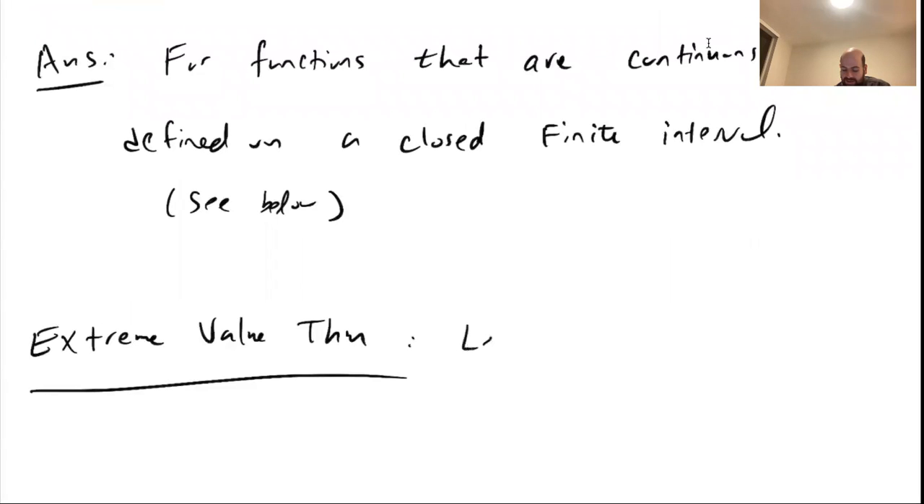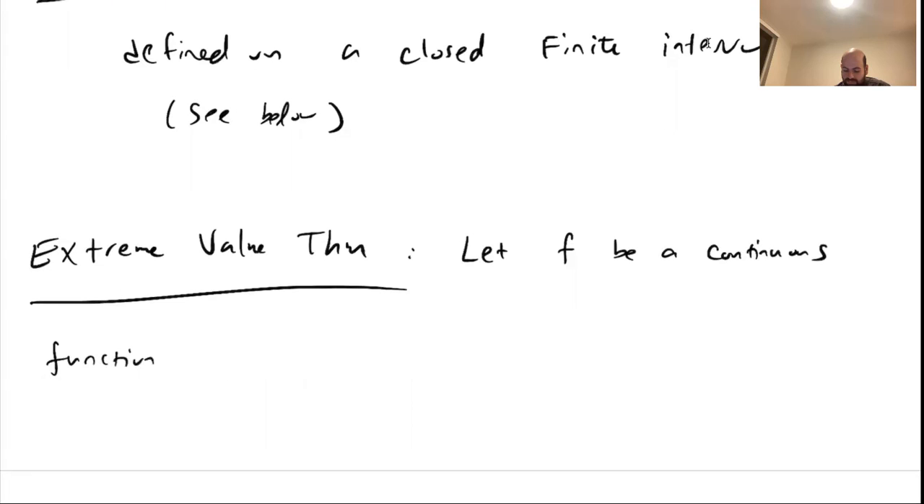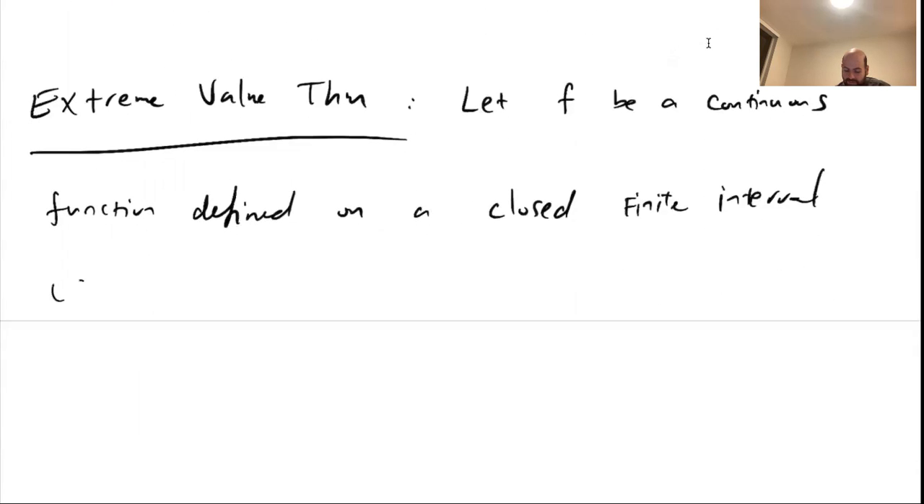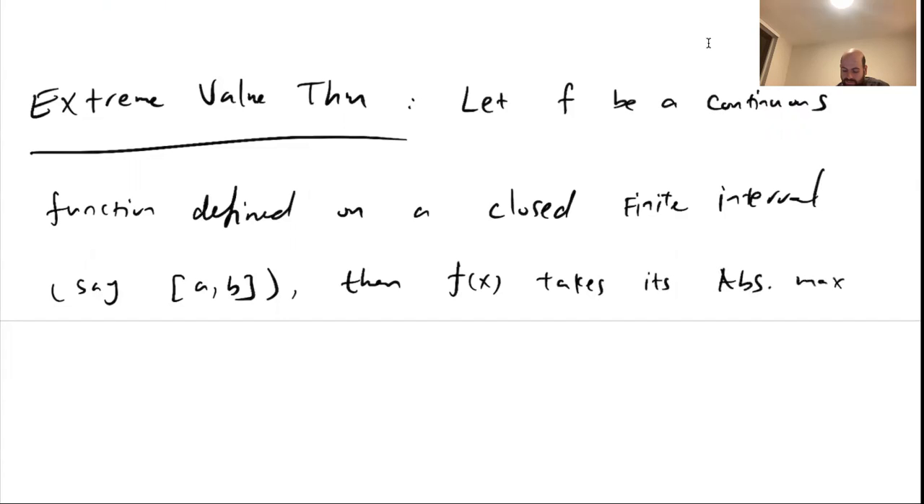So it says that let f be a continuous function defined on a closed finite interval, say A to B, then f of x takes its absolute max and f of x takes its absolute min.